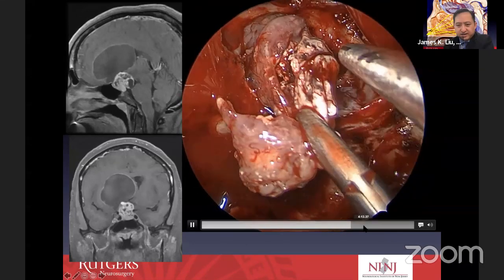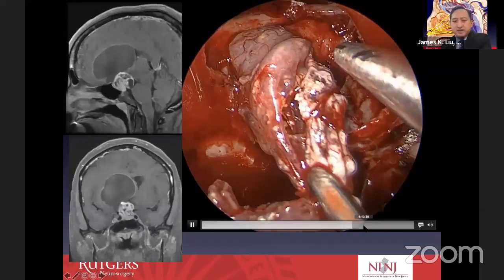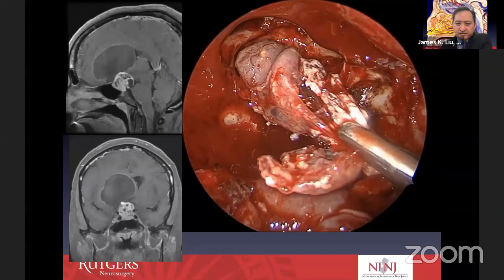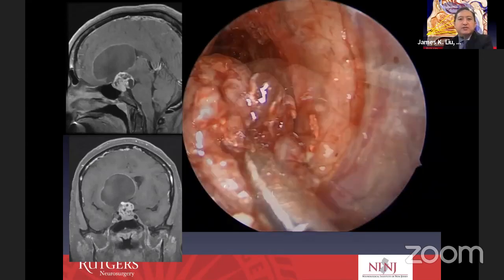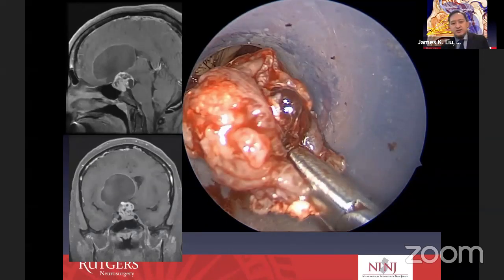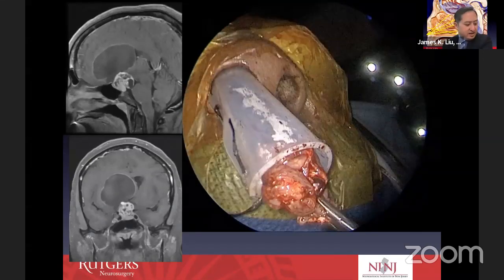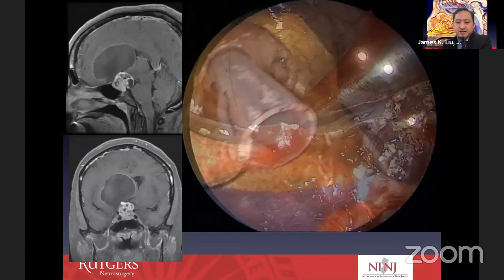And then we'll carefully dissect the tumor out. You must resist the temptation of early pulling. You have to ensure that all of the adhesions from the tumor are freed before you deliver the tumor. And here in this case, we've delivered the tumor.